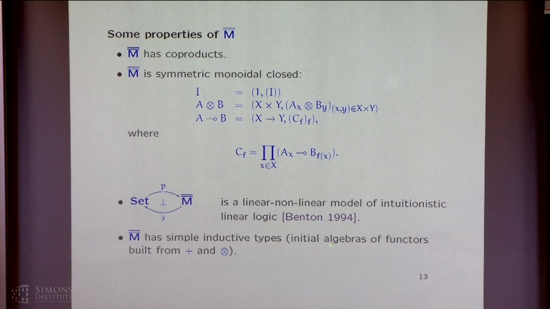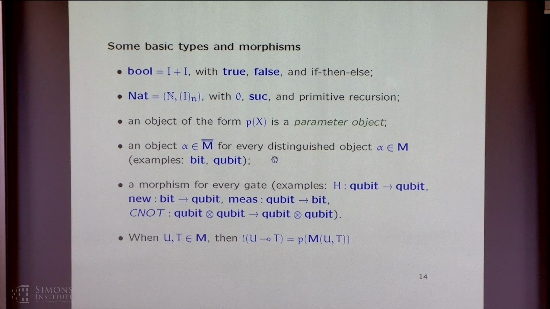So you can actually interpret inductive types in here. For example, list of qubit is an object in this category. Or list of bit, or even the natural numbers, or trees, or any of these others. So we have quite a lot. We have Booleans, we have natural numbers. An object is a parameter object if all its state spaces are trivial. We have basic objects for the category M, so these are wire types like bit and qubit. Objects of the category M correspond to labels on wires.